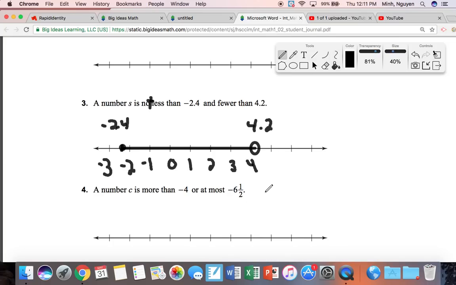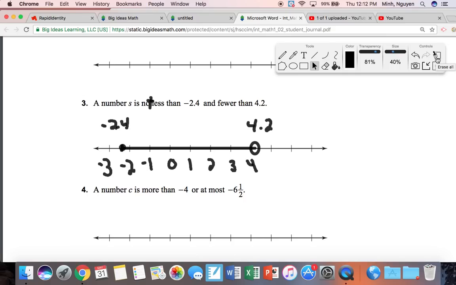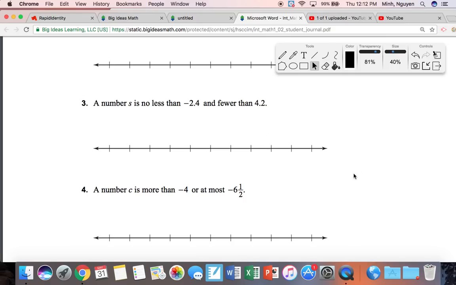So if you see something that says "or", pretty safe bet it's going to go in different directions. If it says "and", they're probably going to go into the middle, or between two numbers.